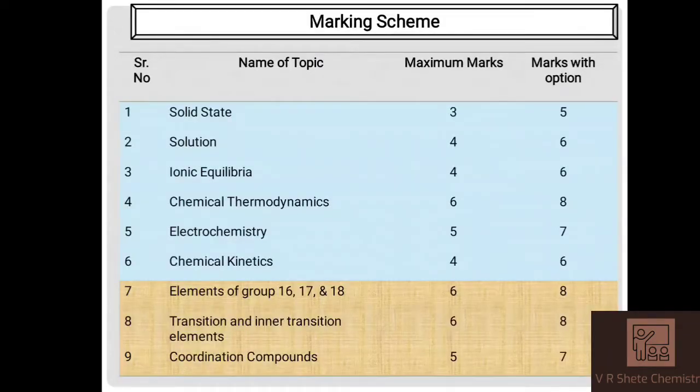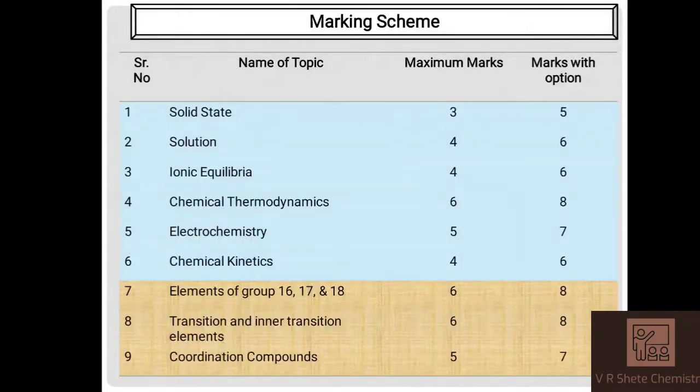So the syllabus has been divided into four different sections. Now the marking scheme: we have to solve a 70 marks question paper. With optional questions it will be 98 marks. Sky blue color indicates physical chemistry, and the yellow color given at the bottom indicates inorganic chemistry. Solid state has 3 marks compulsory, with optional 5 marks.